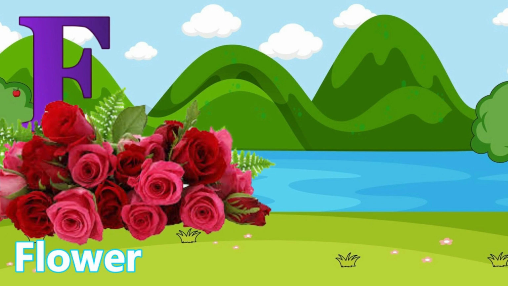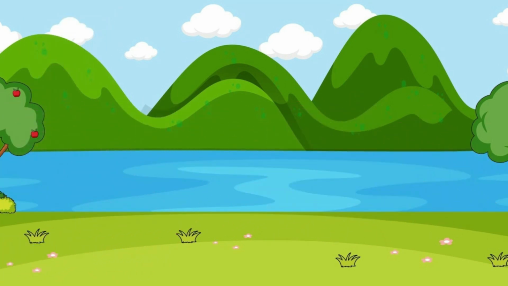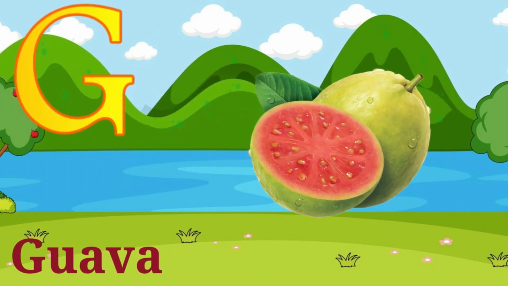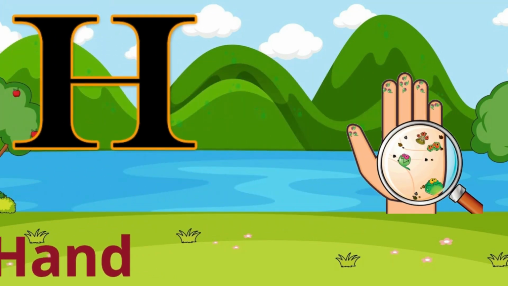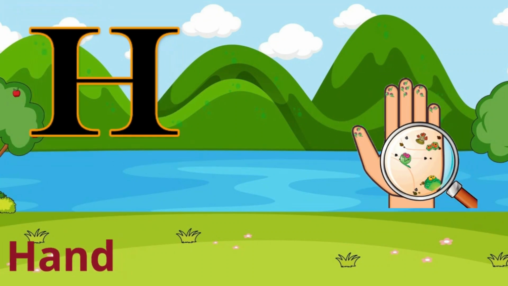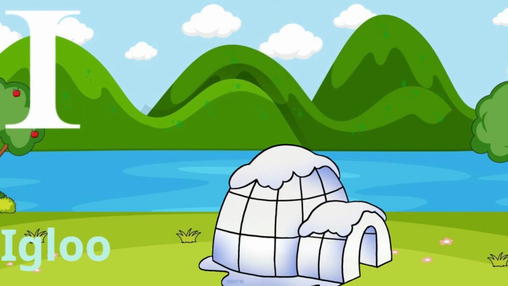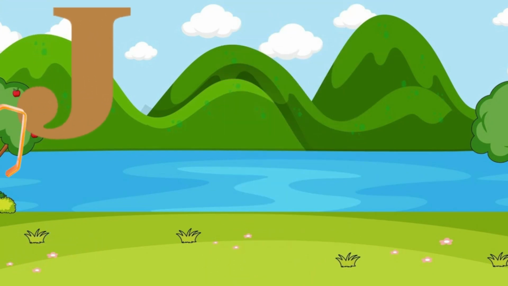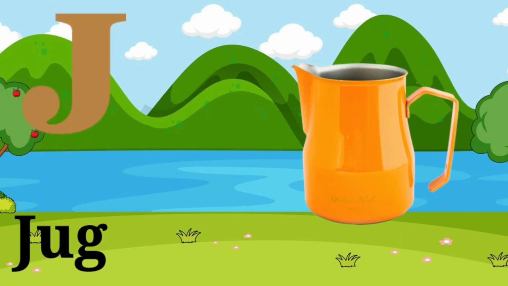F for flower. F for flower. G for guava. G for guava. H for hand. H for hand. I for igloo. I for igloo. J for jug. J for jug.